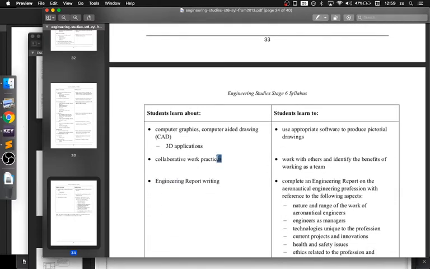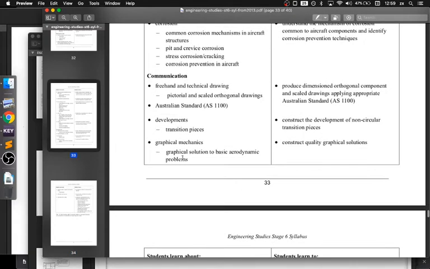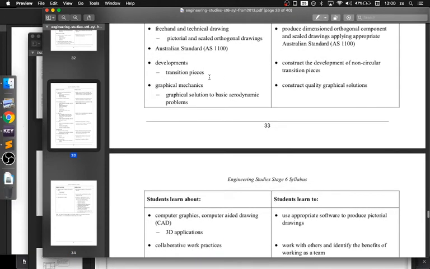Collaborative work practices will be interesting, but I guess we'll find a way of making that work. And the main thing we're interested in here is development, transition pieces, which we've looked at.